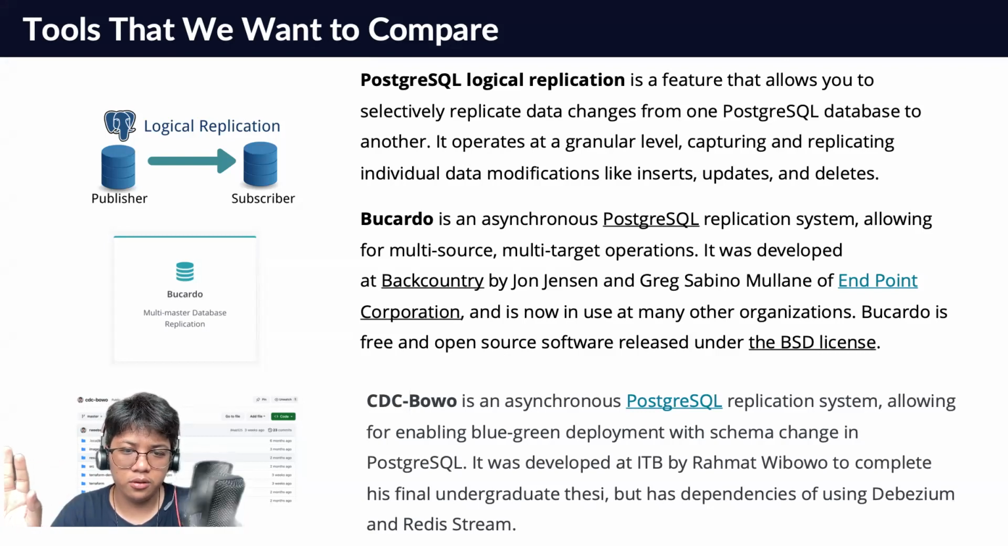The second one is Bucardo, an asynchronous PostgreSQL replication system allowing for multi-source, multi-target operations. It was developed at Backcountry by Jon Jensen and Greg Sabino Mullane of End Point Corporation, and is now in use at many other organizations. Bucardo is free and open source software released under the BSD license.